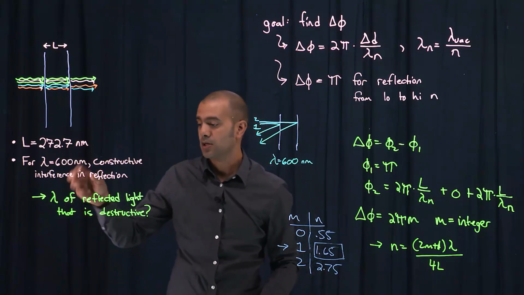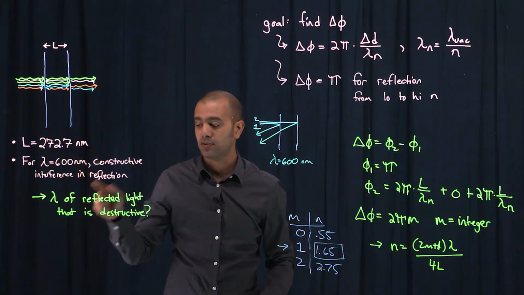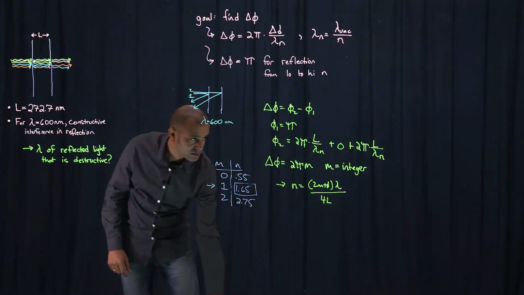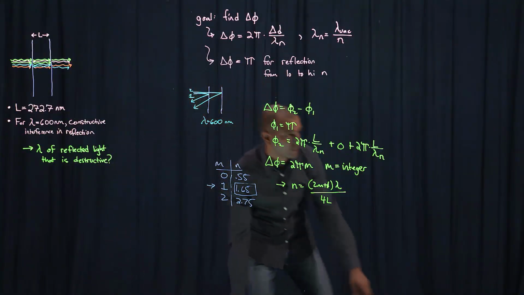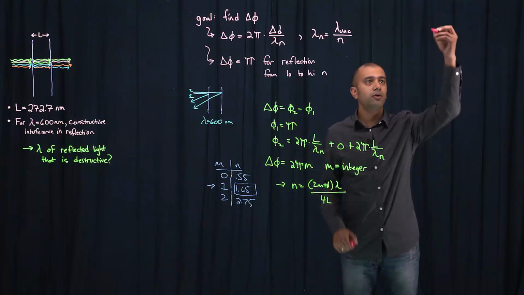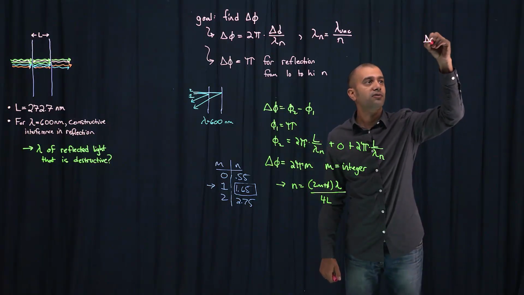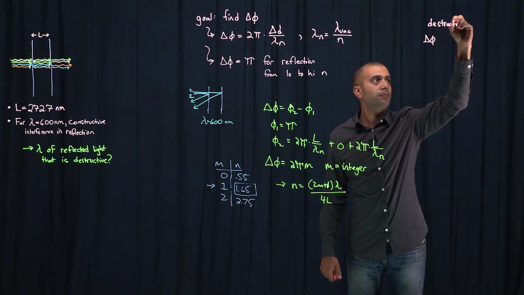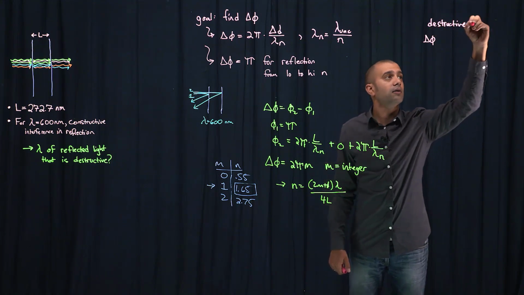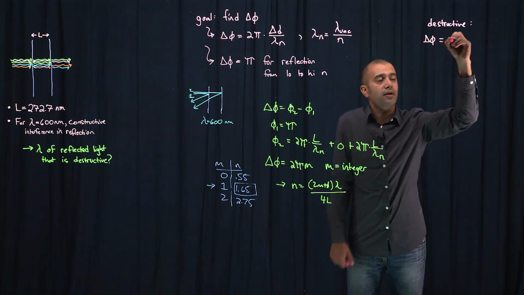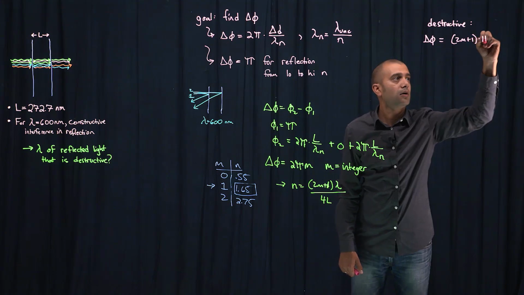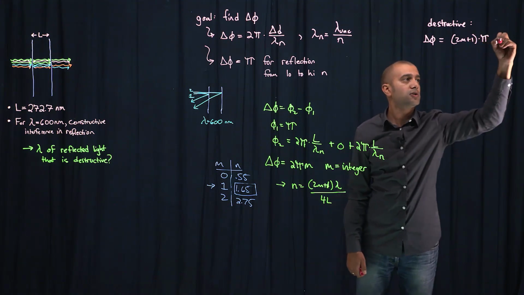Now, given that, we've got to solve the second part of the problem, or the actual question it's asking, which is, what is the wavelength of reflected light that is destructively interfering? So the process will be similar here. You really just want to do the exact same thing we did here, but now we want delta phi to equal some odd multiple of pi. So you can write that as 2m plus 1 times pi, where m is an integer.